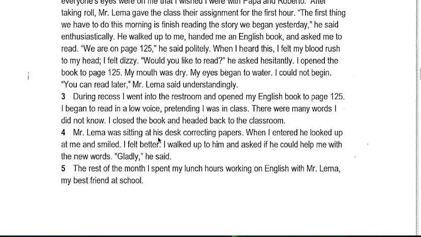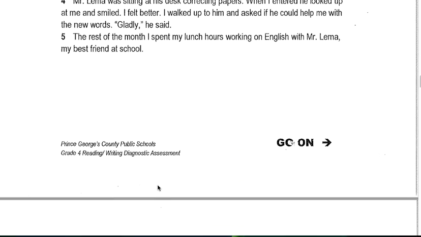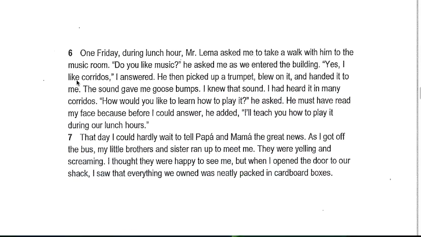Mr. Lima was sitting at his desk correcting papers. When I entered, he looked up at me and smiled. I felt better. I walked up to him and asked if he could help me with the new words. "Gladly," he said. The rest of the month, I spent my lunch hours working on English with Mr. Lima, my best friend at school. On Friday, during lunch hour, Mr. Lima asked me to take a walk with him to the music room. "Do you like music?" he asked me as we entered the building. "Yes, I like corridos," I answered.